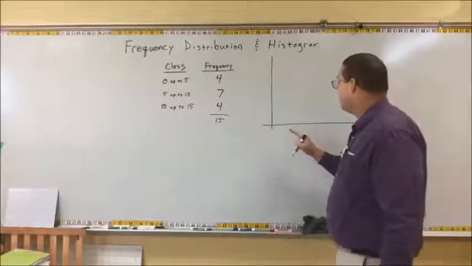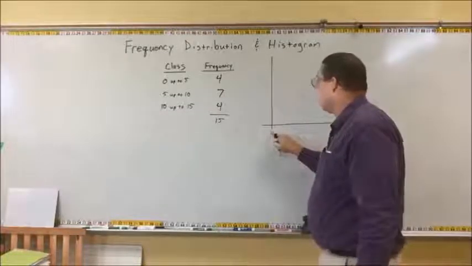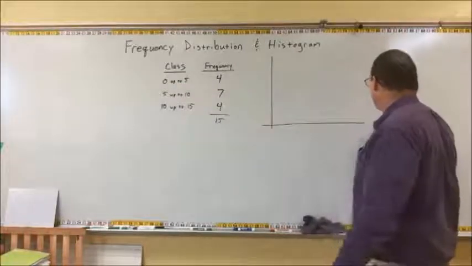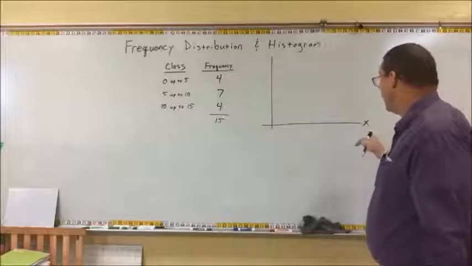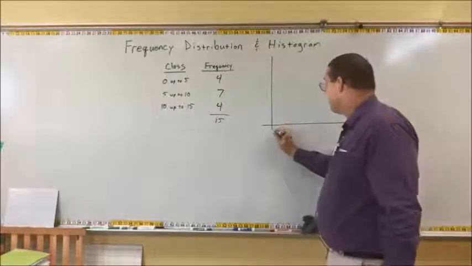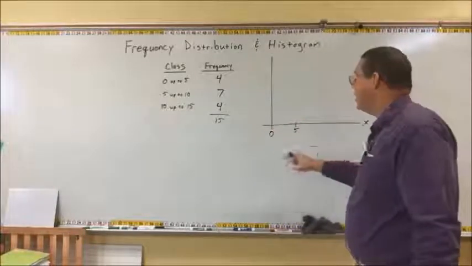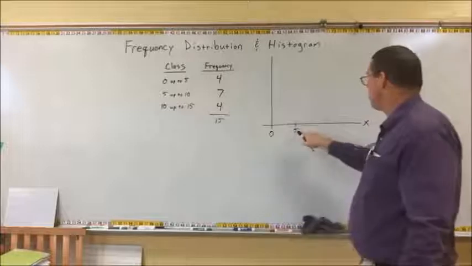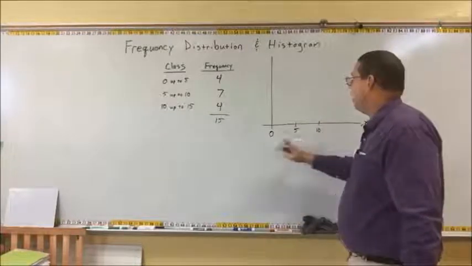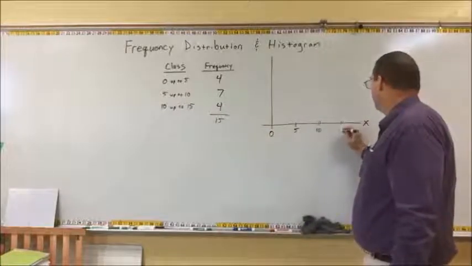And what we're going to do is you have to have your classes across the bottom. We know we have 0 up to 5. So this is an x-axis. On the x-axis we have 0 over here, and then 5 is right here. And then we have 5 up to 10. So we're going to have 5 up to 10. And then we have 10 up to 15. So we're going to do 10 up to 15.